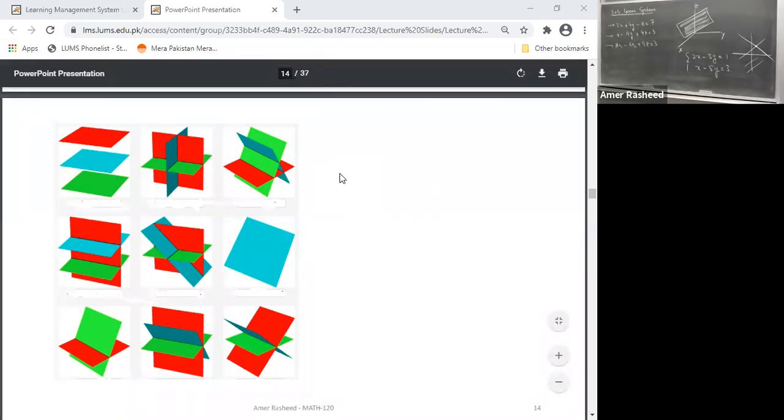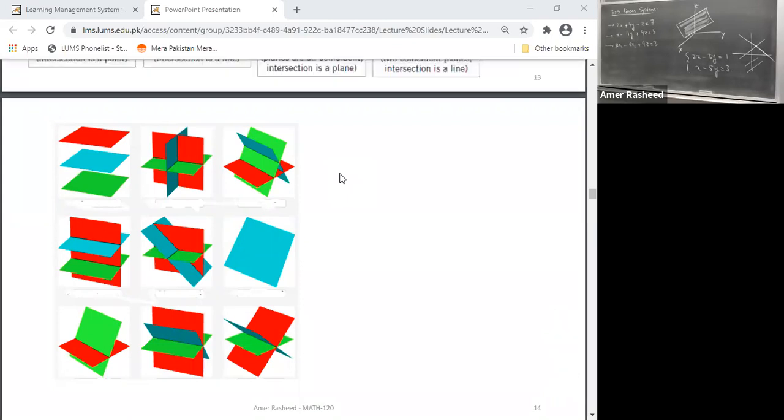In the first row, the first case, there are three planes and all three planes are parallel. Then there will be no solution because there is no intersection in these planes. In the first row, second case, the three planes are intersecting at a single point, which is here in the middle. So in this case, the 3 by 3 system will have a unique solution.